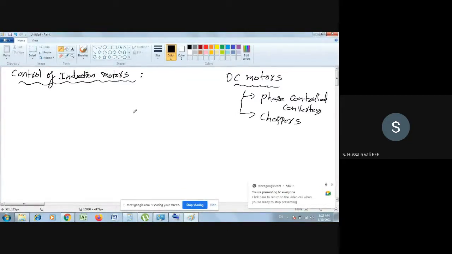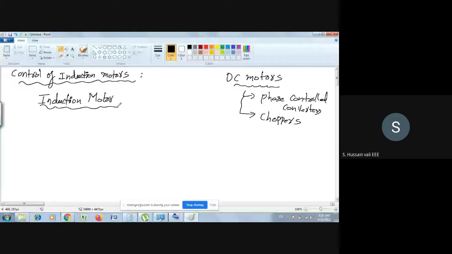Before we go to the control of induction motors, first we will see briefly how an induction motor works. I hope you have covered this already in your previous semester, but I would like to tell it again. In an induction motor you have a stator and a rotor. The inner cylinder is the rotor, the outer cylinder is the stator, and in between the stator and rotor you have the air gap.